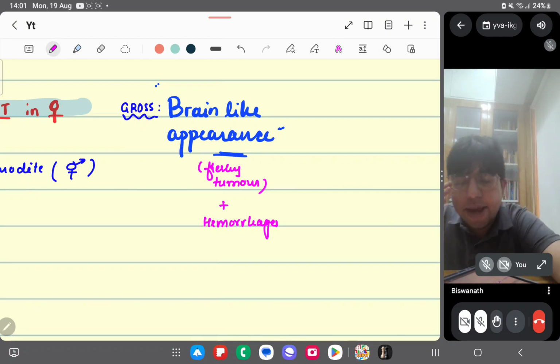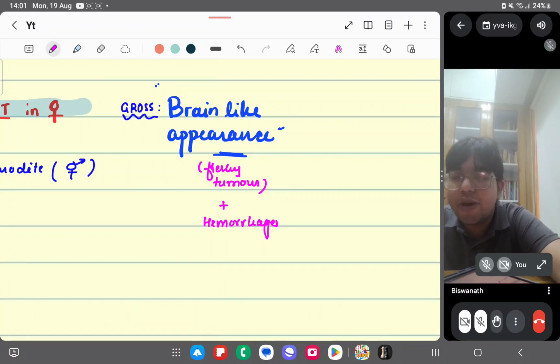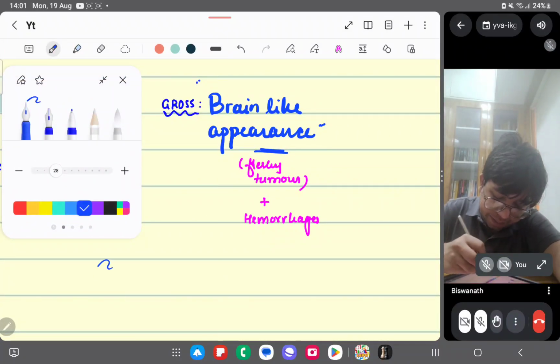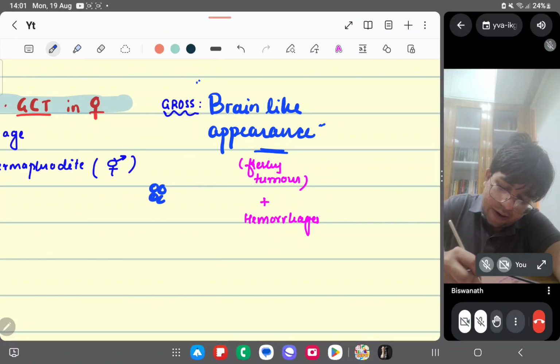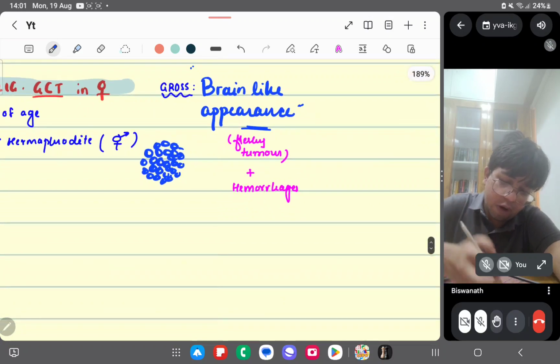And if we talk about the microscopy, we have nests of tumor cells, a nesting pattern you can say, and within the nests of tumor cells you have lymphocytic infiltration. So if we talk about the appearance, it looks something like this. Let's say this is a nest of tumor cells. I am copying this.